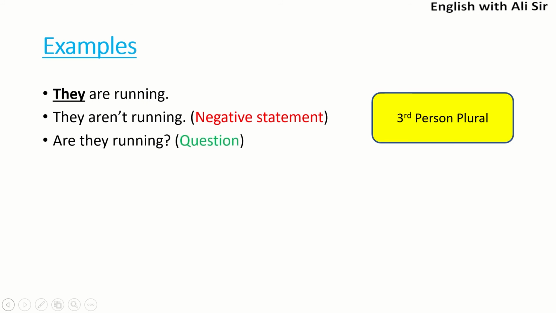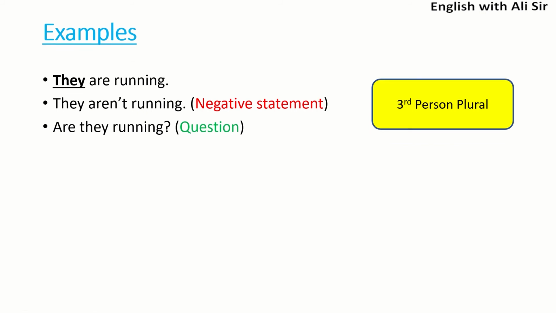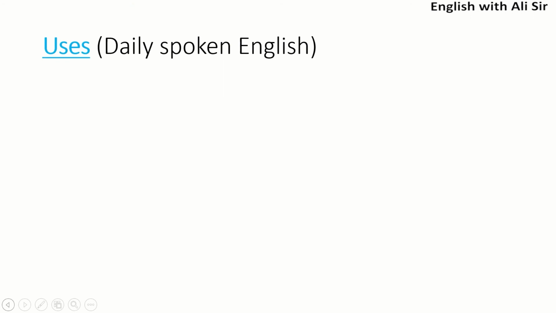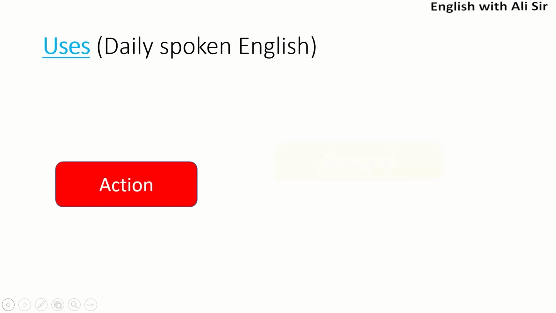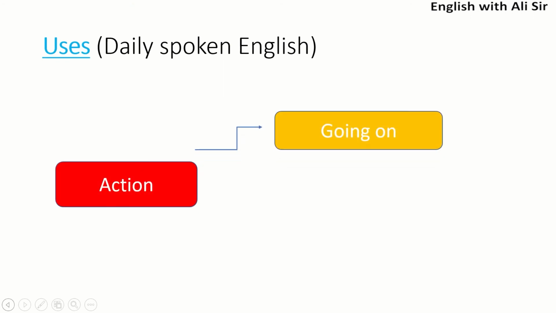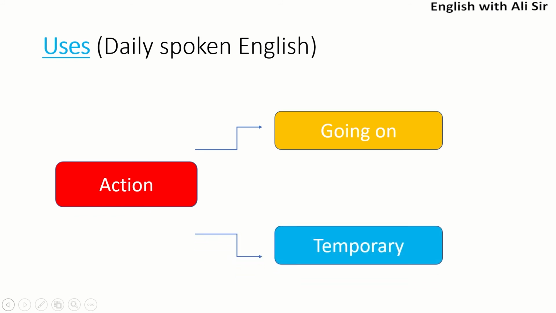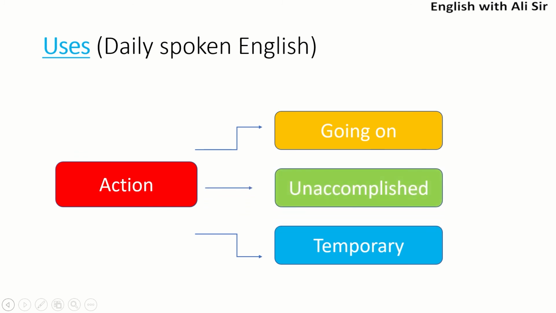Simply speaking, we can say present continuous tense presents the action that is going on at this time continuously, and it is temporary. It does not reflect any perfection, it does not reflect any accomplishment, it does not show us the completion of any action.